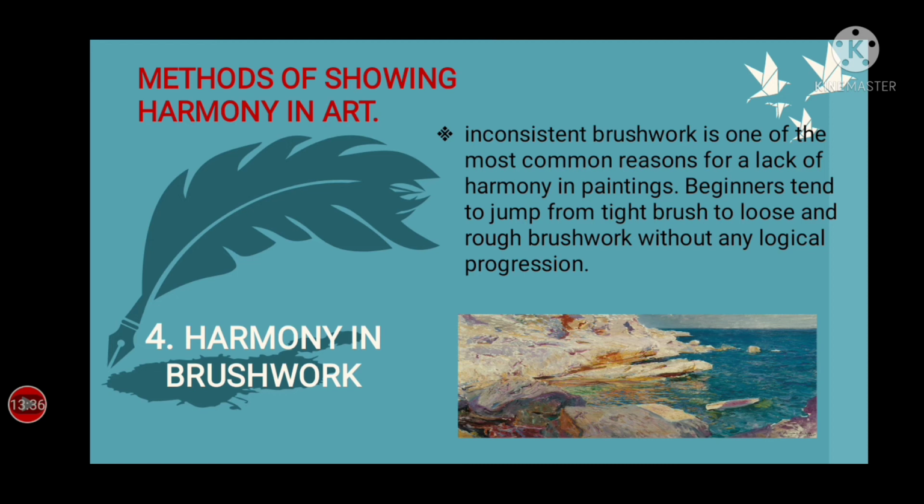It features very loose brushwork throughout the whole painting, which provides a strong sense of harmony. Even the areas which are completely different are united by the loose brushwork. For example, the orange rocks and the deep blue ocean. It may have looked out of place had Sorolla carefully rendered the rocks whilst keeping the ocean loose and rough. So this is an example of harmony in brushwork.